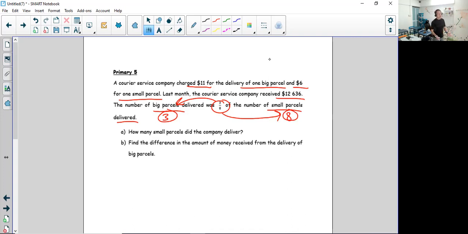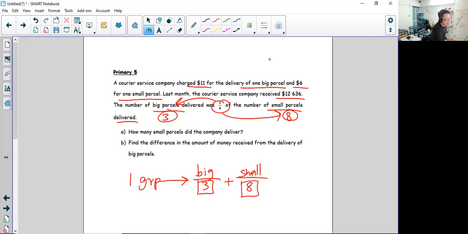How do I make one group? You start with the same process. You write down one group, how many inside, and you need to label. How many big parcels are there? There are 3 big parcels. And how many small parcels are there? You label, and there are 8 small parcels. And how many parcels altogether? A total of 11 parcels altogether.